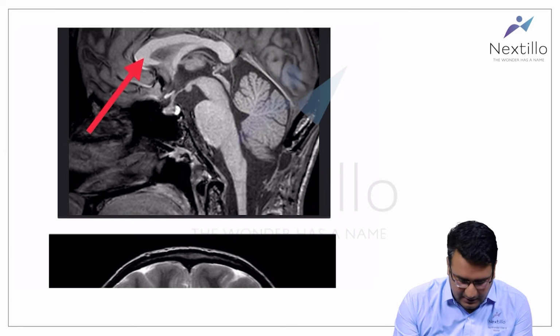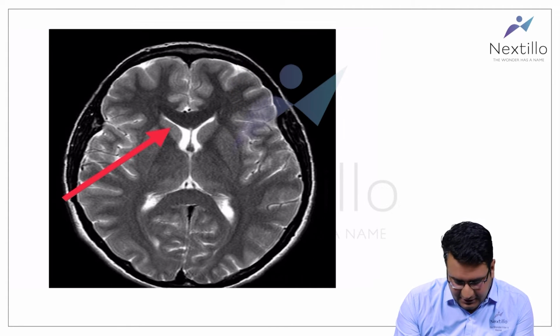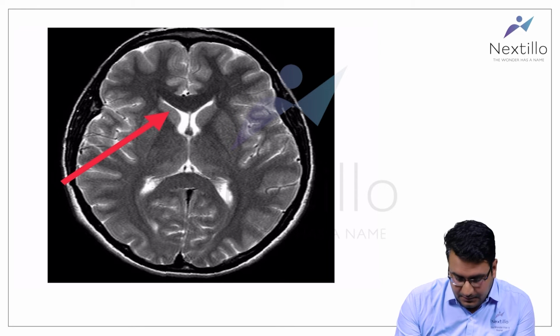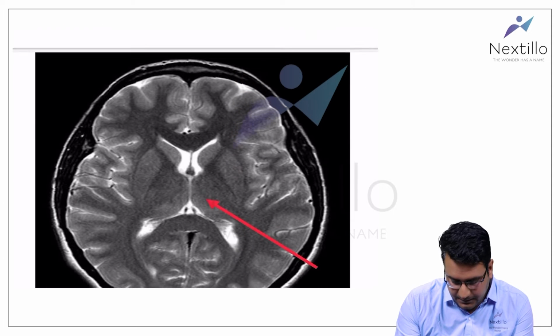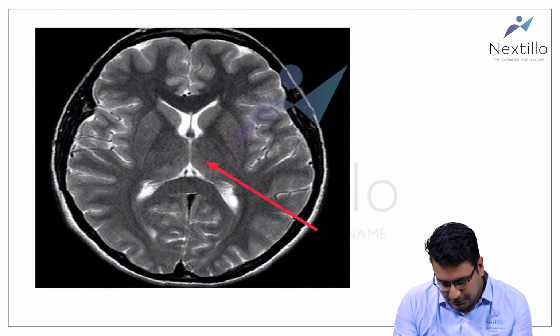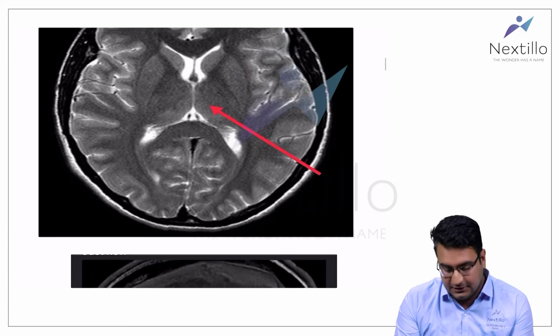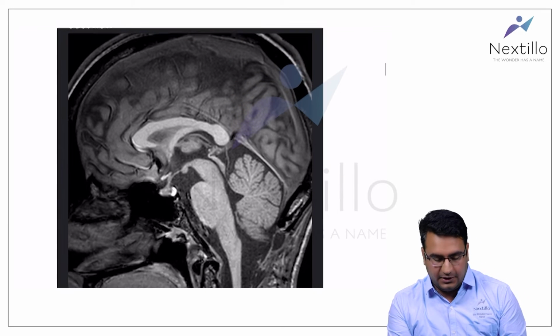Now, an axial section brain MRI is provided. Try to answer the marked part. And the final question. Write it down. Now, let's first discuss what we are looking at.